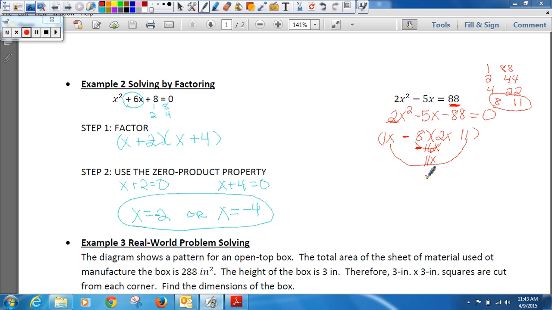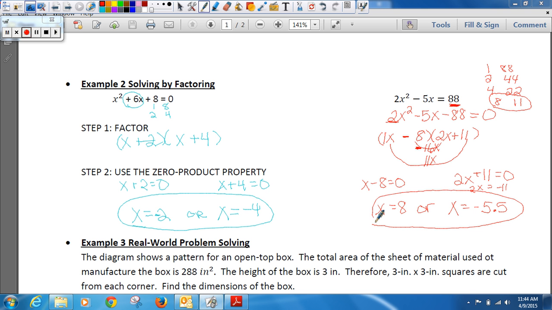So there it is factored, and now I set each part equal to 0. So x minus 8 equals 0, x equals 8, or 2x plus 11 equals 0, 2x equals negative 11, x would equal negative 5.5. So my solutions there are x equals 8 or x equals negative 5.5.